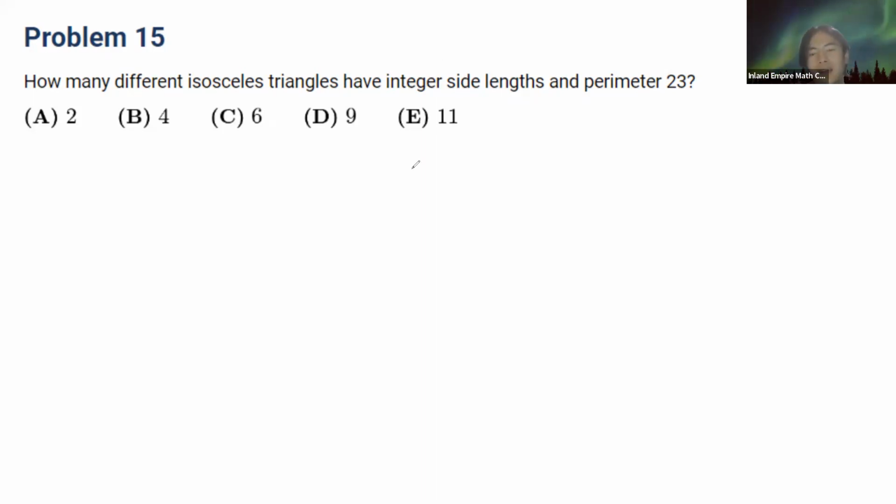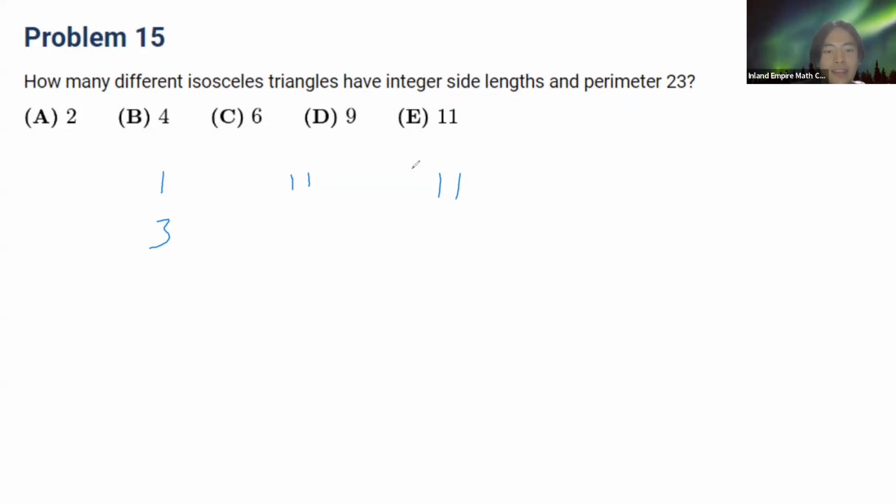Because it has integer side lengths and a perimeter of 23, you do know that the third side has to be an odd number in order for them to be integer side lengths and for the two sides to be the same. So you can have the unique side be 1 and the two other sides would then be 22 divided by 2, 11. I'm just gonna write it like this. You can have 3, and the other two would be 9 and 9.